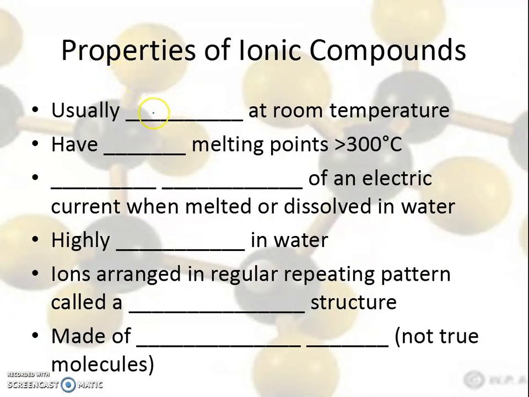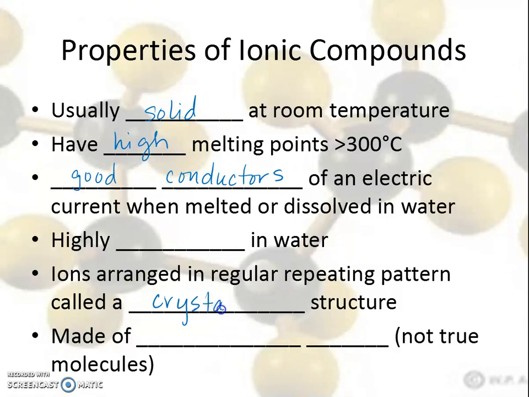They're usually solids at room temperature. They have extremely high melting points. They are good conductors of electric current when they are melted or dissolved in water. They are highly, I can't remember what I put here, I'll come back to that one. Ions are arranged in a regular repeating pattern called a crystalline structure.